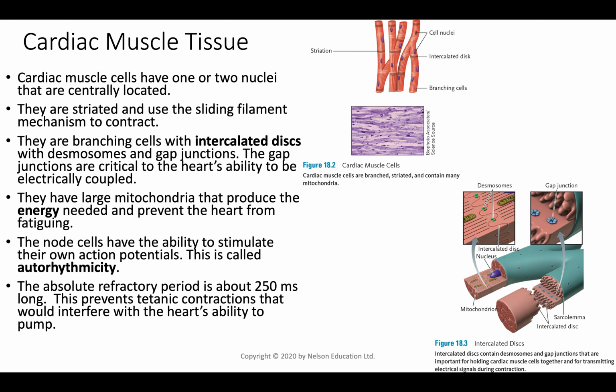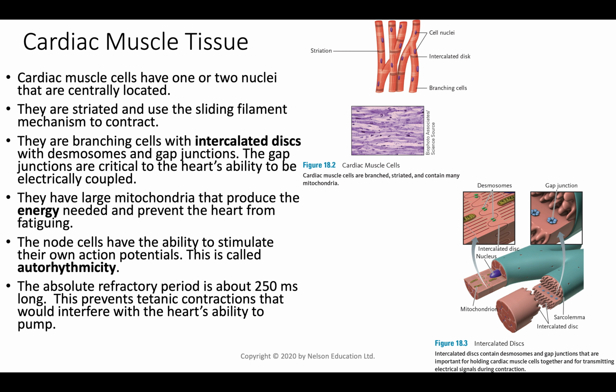Okay, so cardiac muscle tissue has at least one, but typically multiple nuclei that are typically located right in the center of the cells. Again, they're striated tissue, and they use a mechanism called the sliding filament mechanism, which we'll discuss in a little bit, for contraction. And they have specialty branching regions, and they have a region, again, called the intercalated disc. The intercalated disc is held together by desmosomes, but also has gap junctions that allow for communication.